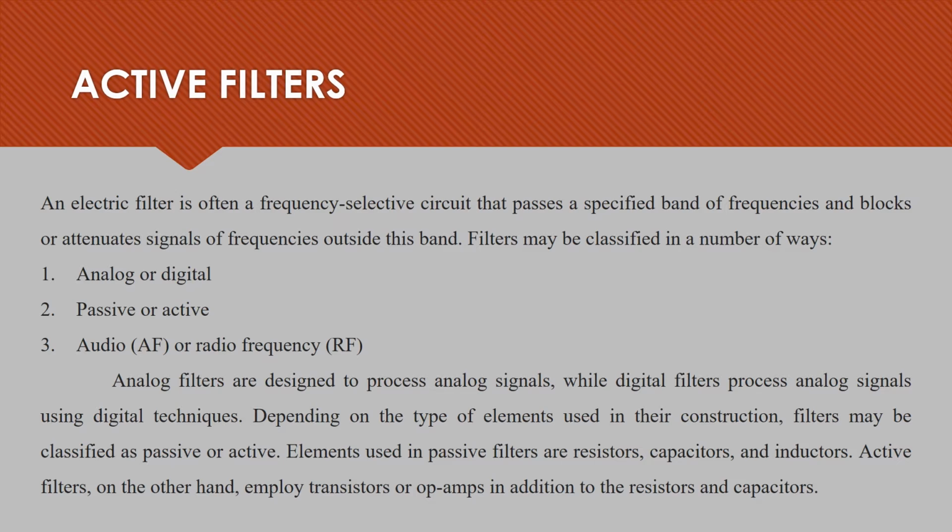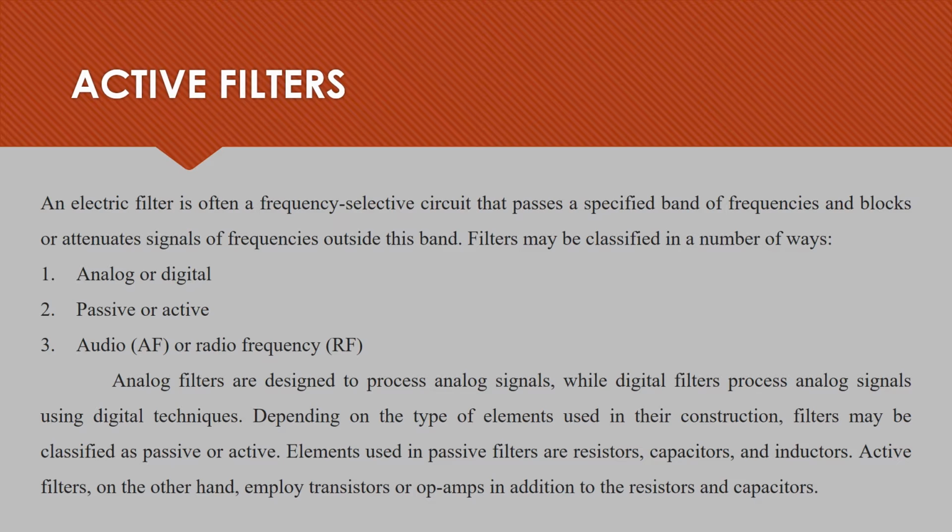An electric filter is often a frequency selective circuit that passes a specified band of frequencies and blocks or attenuates signals of frequency outside this band. Filters may be classified in a number of ways, like analog or digital, passive or active, audio frequency or radio frequency.